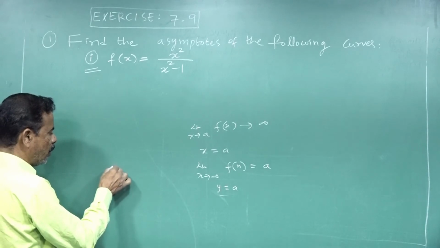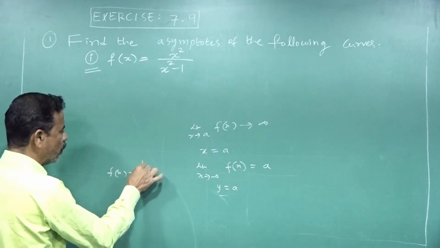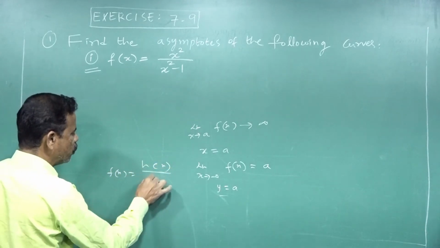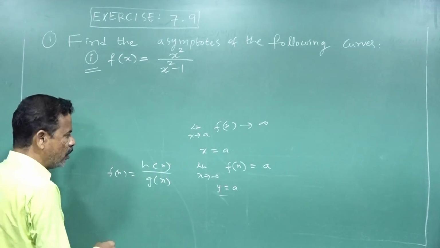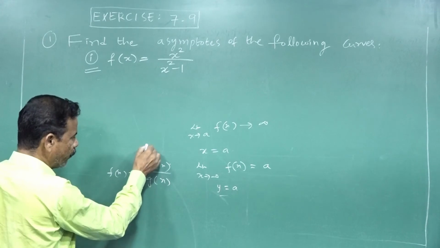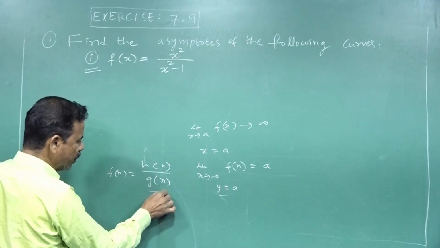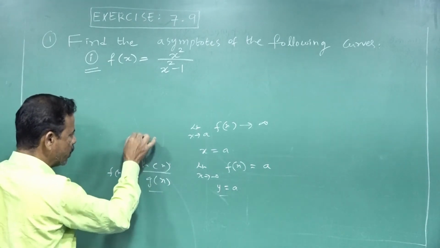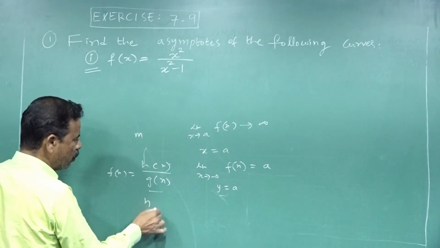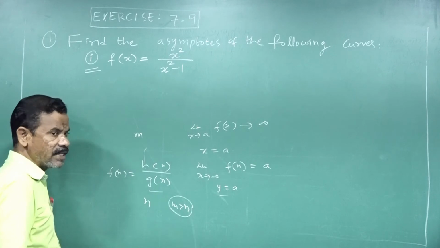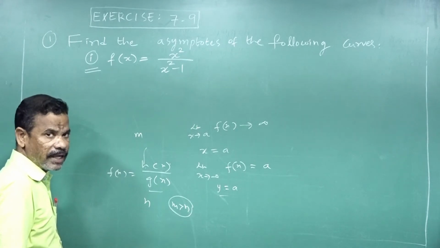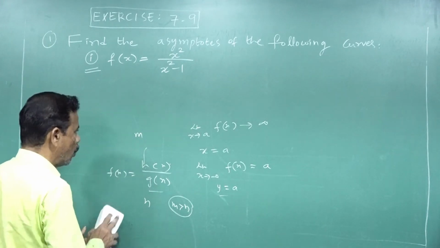asymptote, f of x is equal to h of x by g of x. Both are polynomials. The degree of h of x and the degree of g of x, suppose this degree is m and this degree is n. If m is greater than n, then a slant asymptote is there. So now we check this.